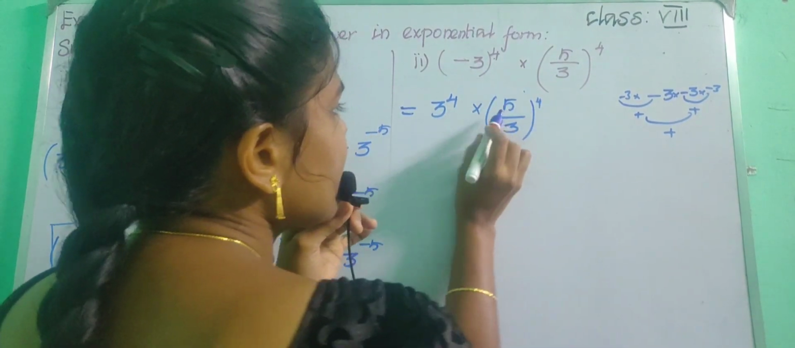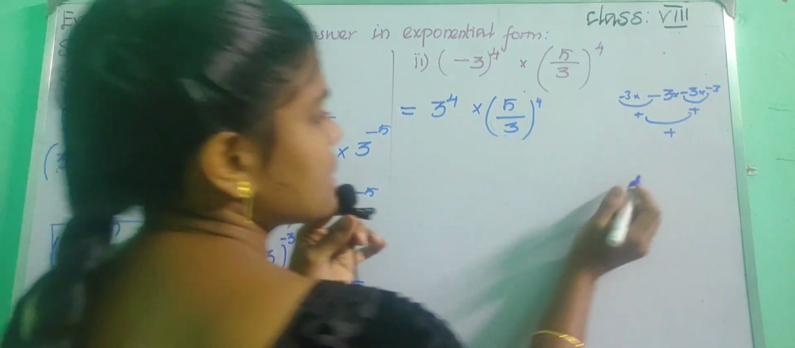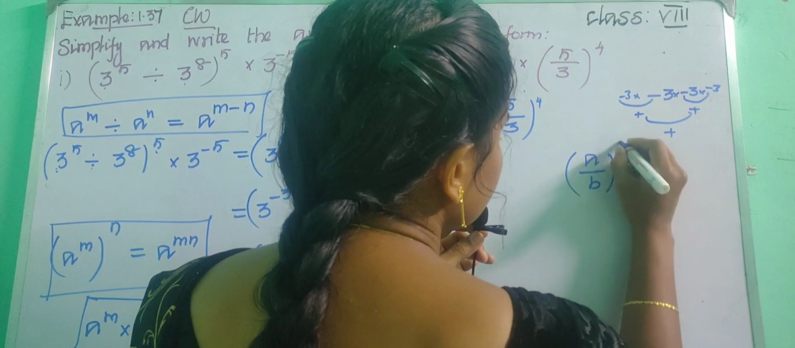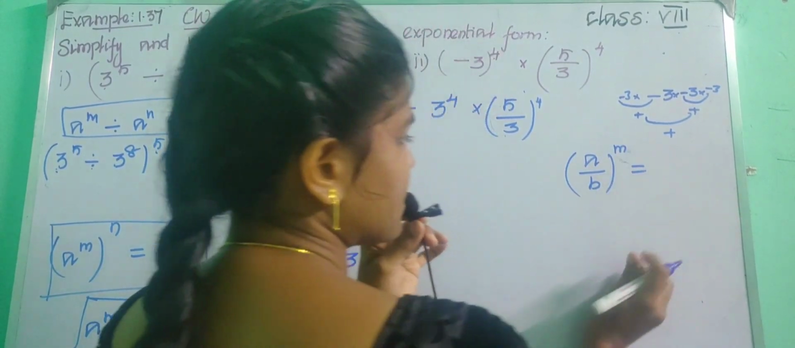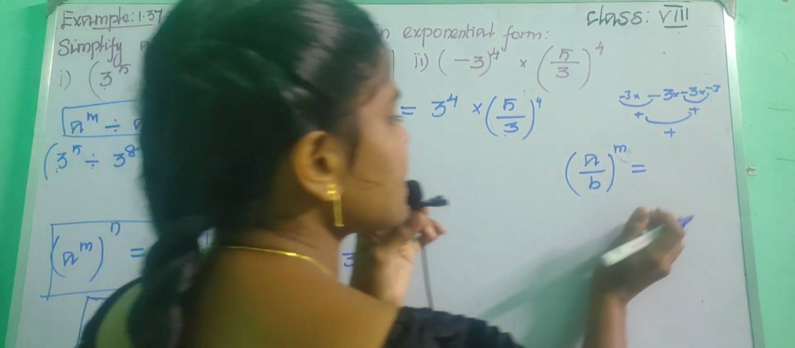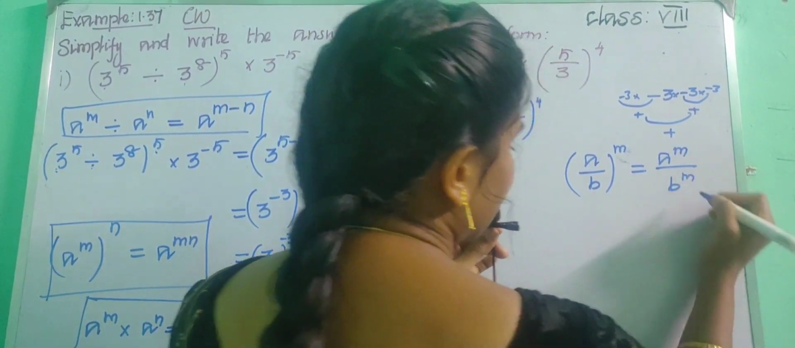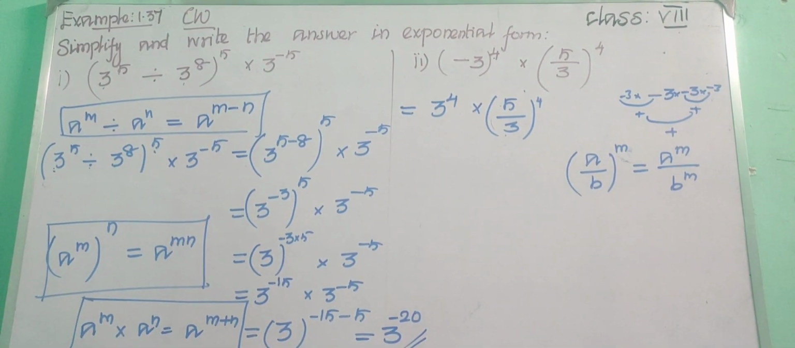It seems like a by b the whole power m, right? If you have a by b the whole power m, how will you write this? We can write it as a power m by b power m, right?